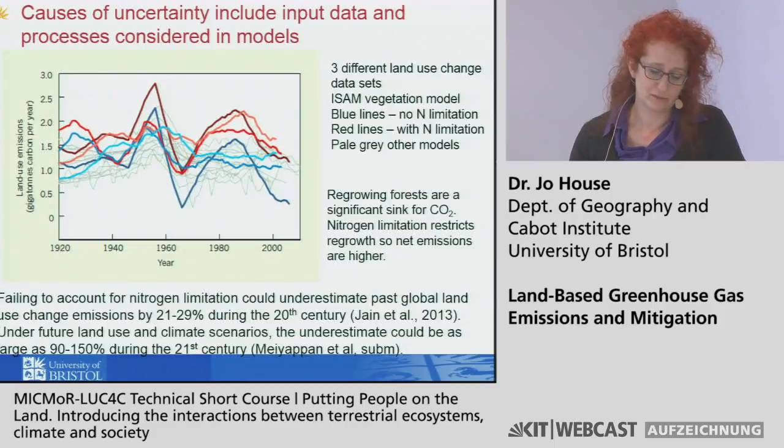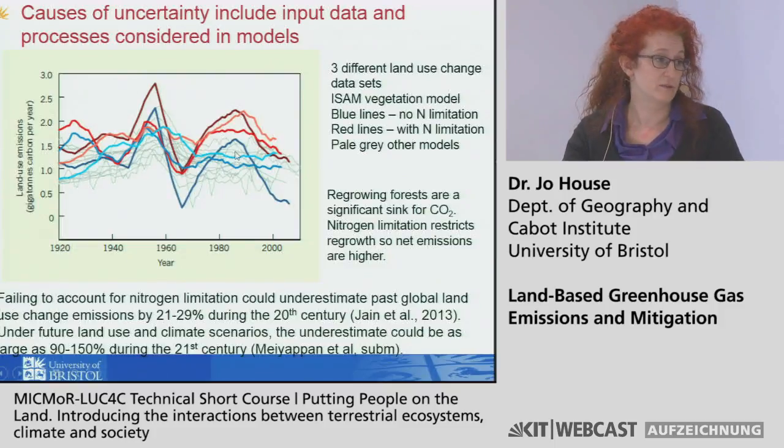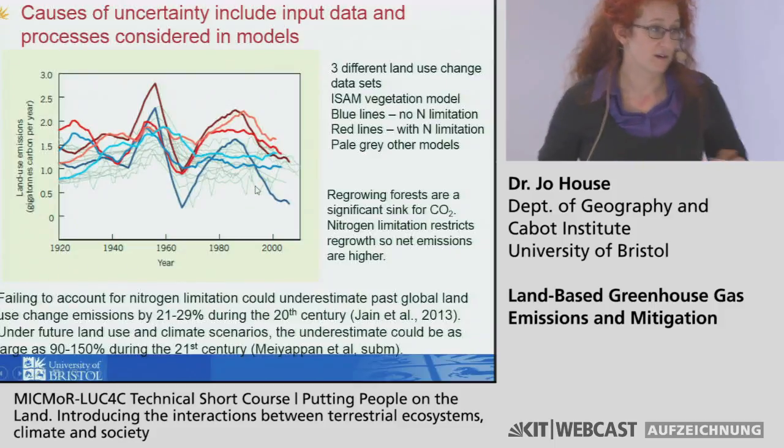With the same model, as well as looking at the implications of different land use data sets, we also looked at running the model with and without nitrogen. So here you've got your 3 data sets again. They're not identified here, but the differences between the red lines and the blue lines are because of the 3 different data sets. But the big difference here is about running with and without a nitrogen cycle in the model.